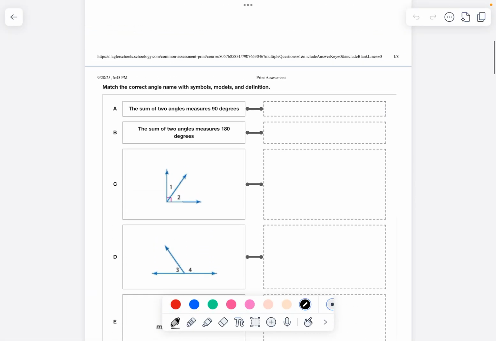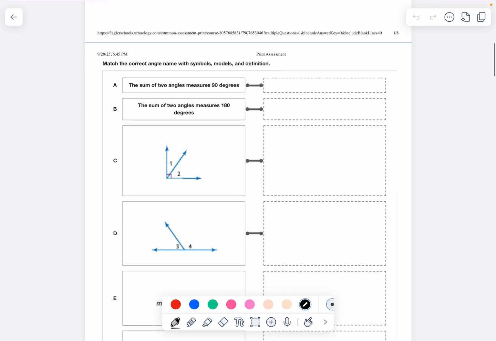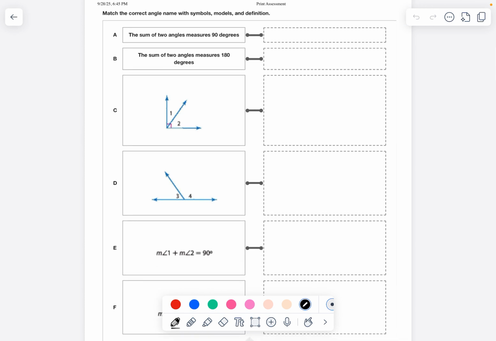Okay, so for your angle relations homework, because a lot of you didn't do too well on the 3134 quiz, we're going to go over this week in hopes that whenever you do your retake, you'll do much better.